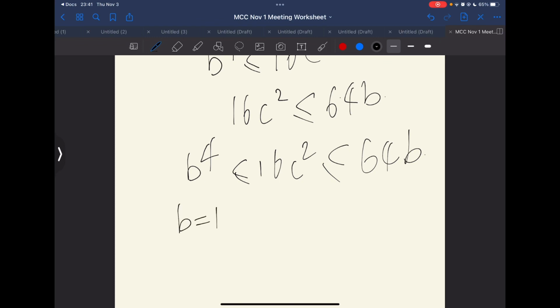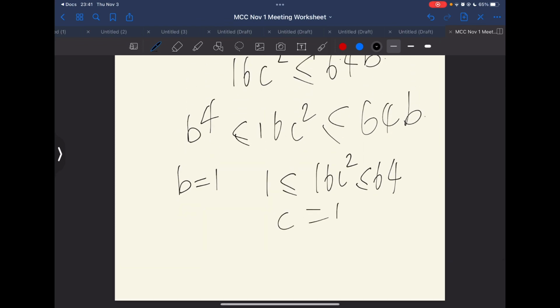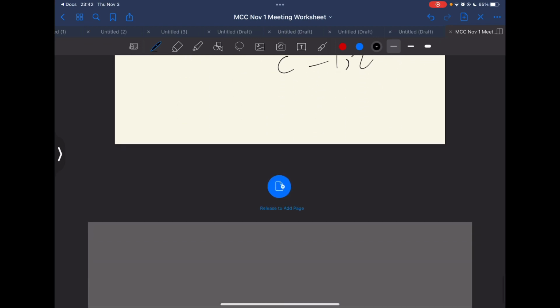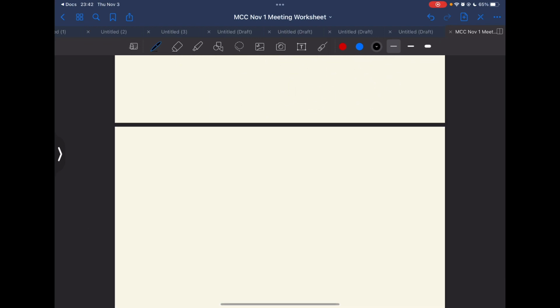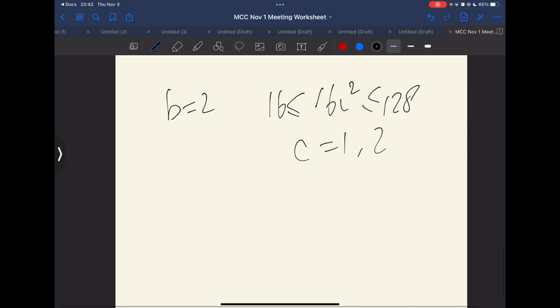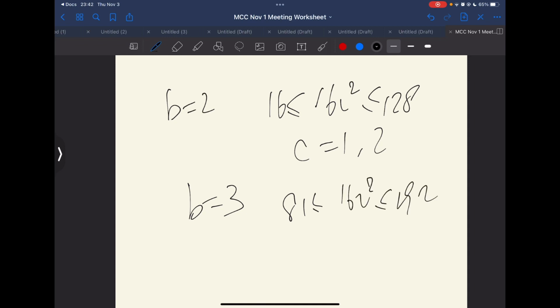So when b equals 1, we know that 1 is smaller than or equal to 16c squared, smaller than or equal to 64, and c can only be 1 and 2 in this case. Let's continue. When b is 2, the inequality is here, and c is also 1 or 2. And when b is equal to 3, the inequality given is here, and c could be only 3.